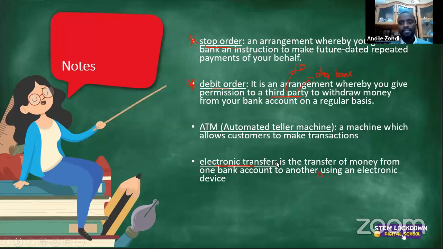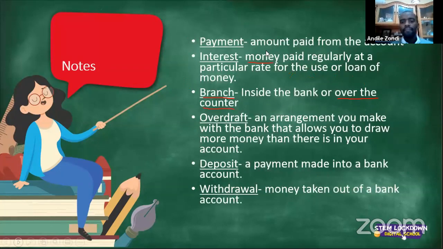Payments: the amount paid from the account, this is the payment. Interest, this is money earned, or money paid regularly at a particular rate for the use or loan of money. Branch, here we're talking about a bank, basically. Another word that we use for branch will be over the counter.